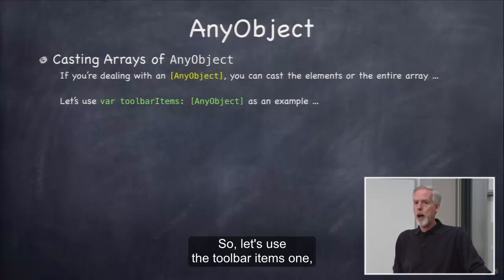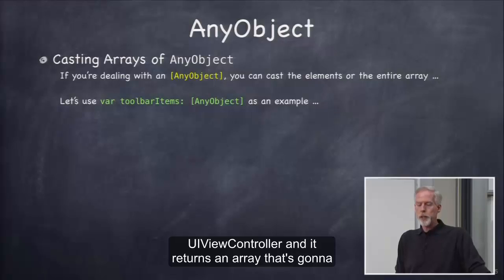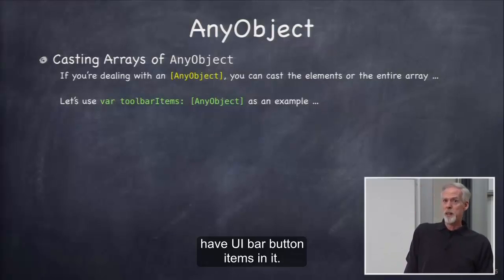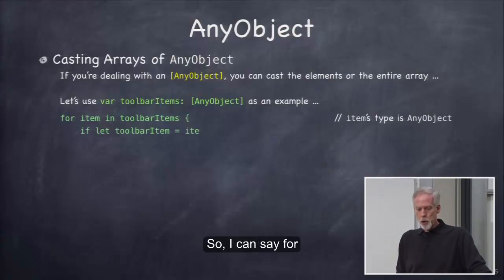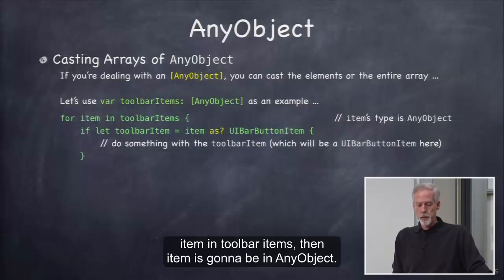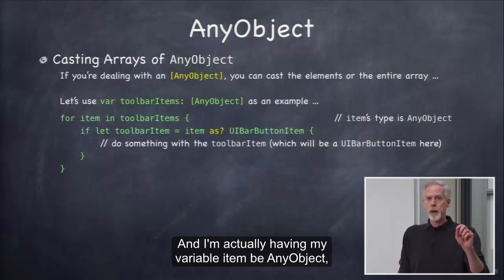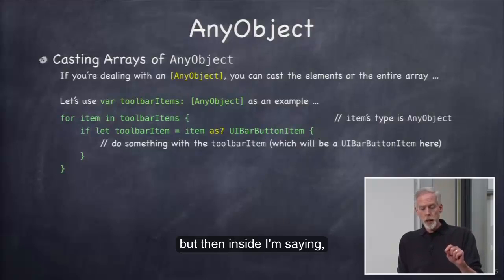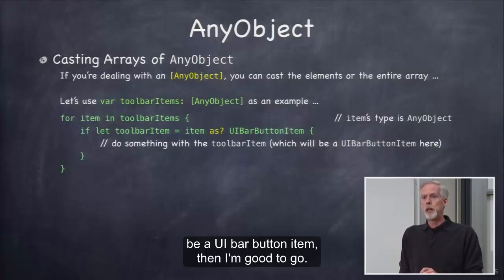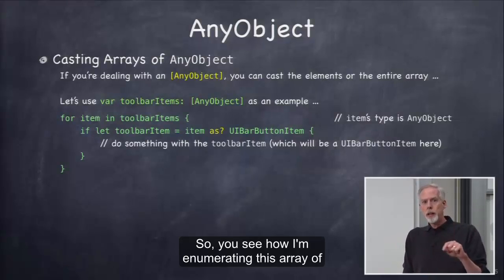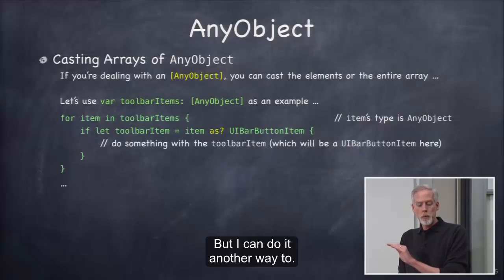So let's use the toolbar items one. That toolbar items, that's a property in UI view controller, and it returns an array that's going to have UI bar button items in it, but for historical reasons, it returns this square bracket of any object. So I can say for item in toolbar items, then item is going to be an any object. So I'm enumerating those any objects, and I'm actually having my variable item be any object. But then inside, I'm saying if I can let the toolbar item equal, be a UI bar button item, then I'm good to go. So you see how I'm enumerating this array of any objects, and then inside I'm doing the as question mark. But I can do it another way too, okay?